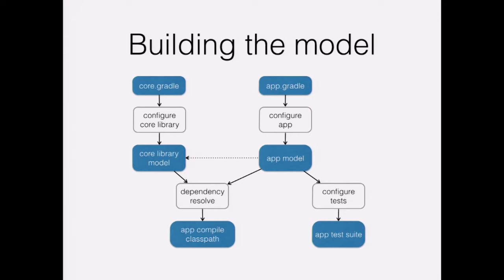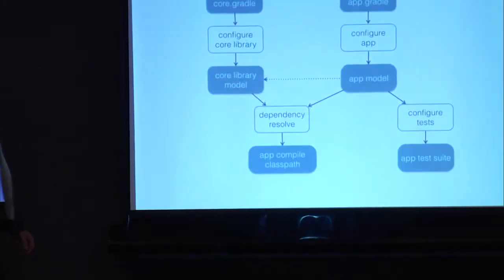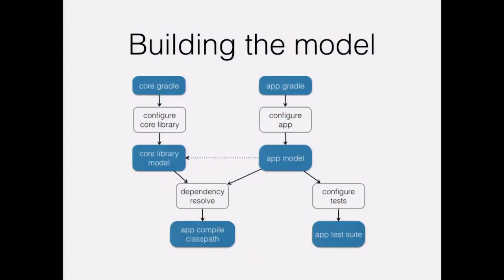Another example over here, I have some test suites for my application. So I have a piece of logic here that figures out what those are. It uses the application model to do so. So the application test suite model might be things like, which version of JUnit do we want to test with? Which platforms are we testing for? Where's the test source? And so on.